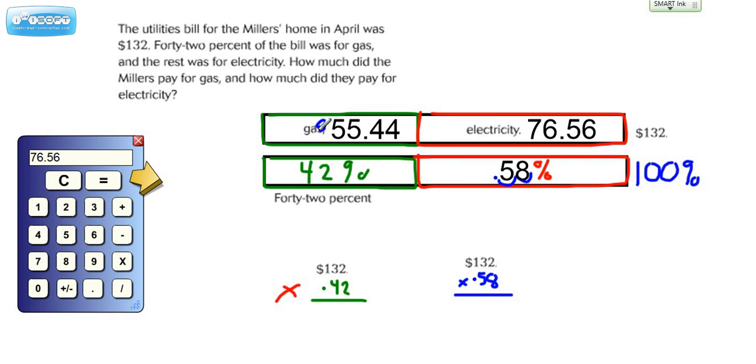So the gas, they want to know what's the dollar amount for gas. We're going to put $55.44 because it's asking for that. How much did the Millers pay for gas? How much did they pay for electricity? We're going to put $76.56 on the answer space. All right, good luck finishing that up.